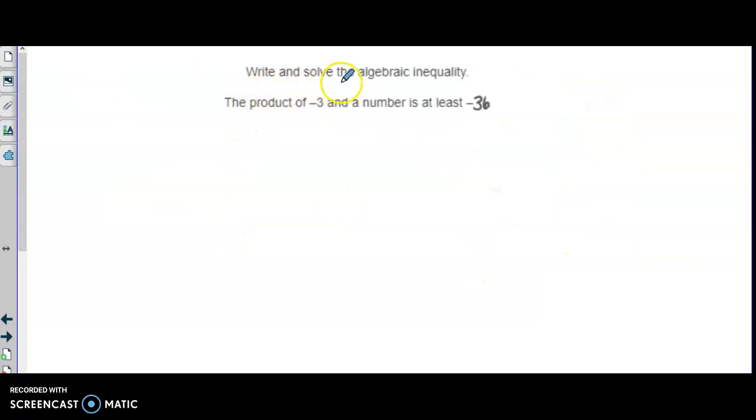All right, write and solve the algebraic inequality. The product of -3 and a number is at least -36. All right, so we're multiplying -3 times a number. Whenever we don't know the number, we just call it x. So -3 times x is at least -36. At least means that it can equal -36 or be bigger. So we want it to be greater than or equal to. So that's how we would write it.